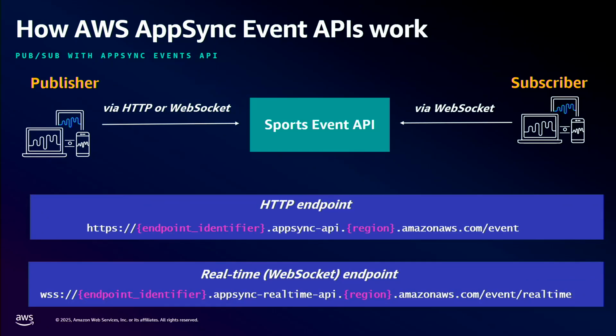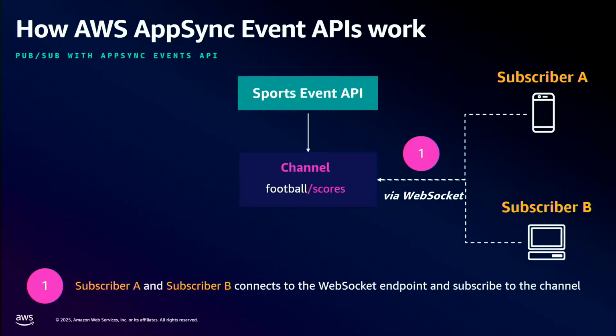Let's go through a typical flow of how you can think about building and implementing this for your use case. We have two subscribers here, subscriber A and subscriber B. First, they need to connect via WebSocket to a channel endpoint. The channel we have here is football/scores. So any event generated, they will be able to receive once they subscribe.